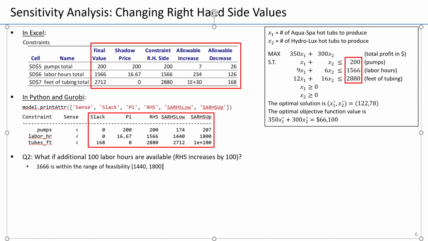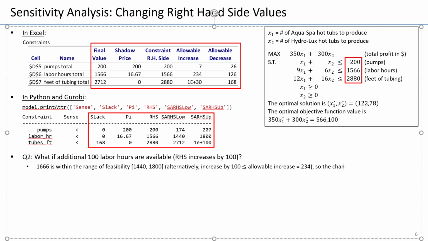We increased, but we're still in the range, right? And alternatively, I could say the increase by 100 is less than or equal to the allowable increase, which is given here in the solver for labor hours. It's 234, right? So again, what do I conclude from this?